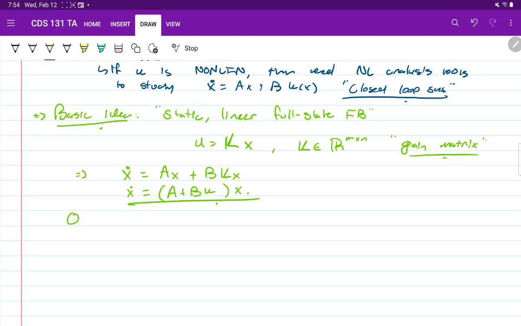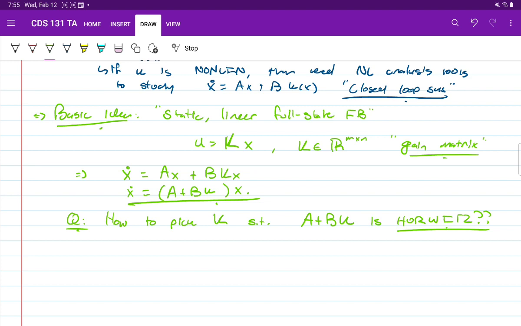So my question is now, if I want to render this system, let's say, globally exponentially stable, what I want to do is pick the value of K such that A plus BK has stable eigenvalues. So my question is how to pick K such that A plus BK is Hurwitz, or has stable eigenvalues. This question is really essential to figuring out how to do basic linear control design. So this is a really simple example of a control law.